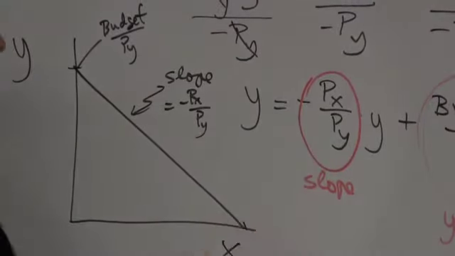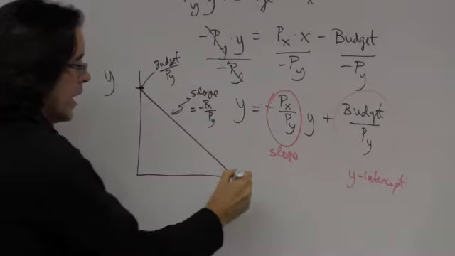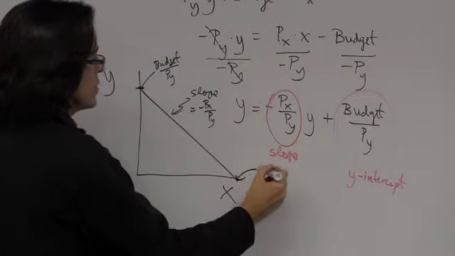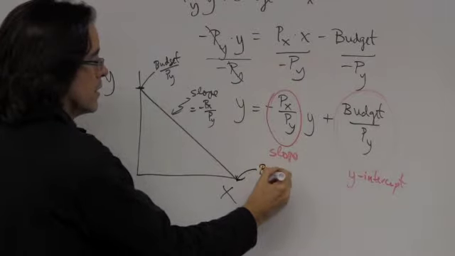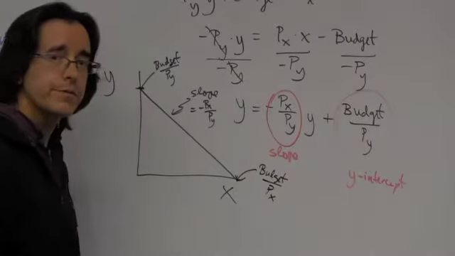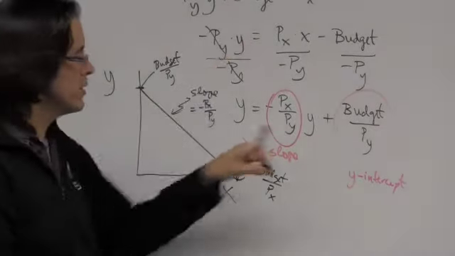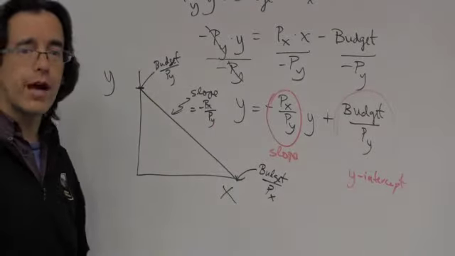The only thing the equation is not directly telling us is the X-intercept. But we figured out the Y-intercept, the maximum amount of Y that could be purchased, by dividing the budget by the price of Y. So we know the X-intercept will be the budget divided by Px. So we've derived the equation and done a simple graph here.